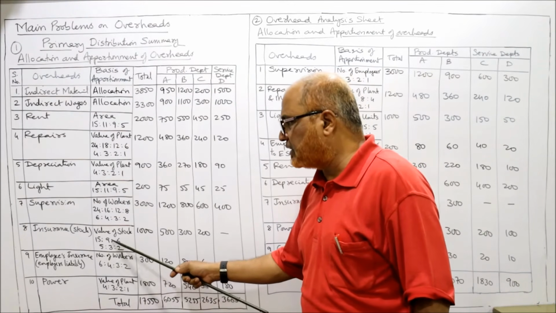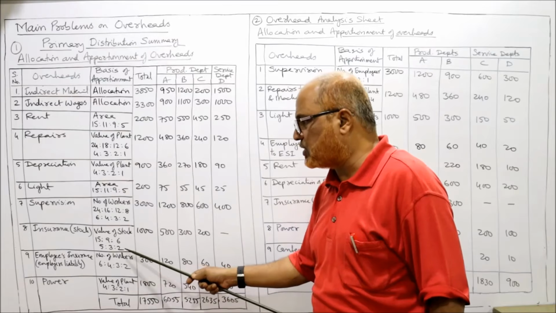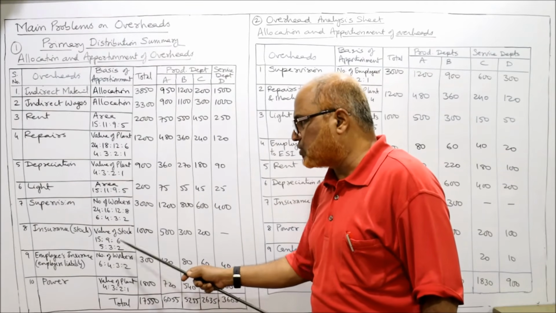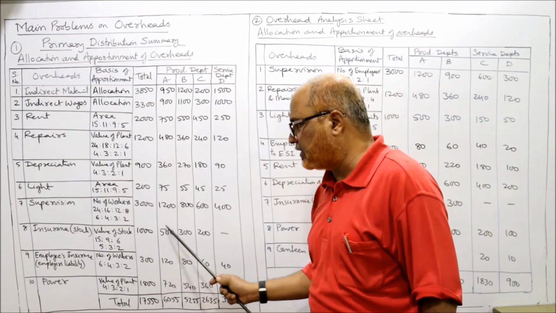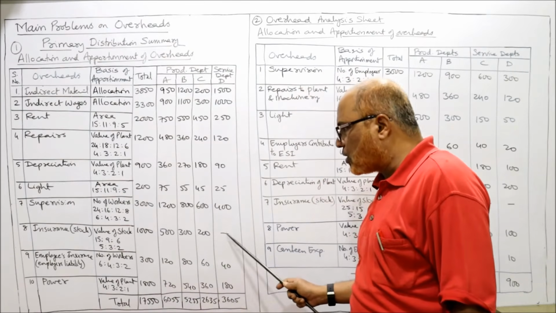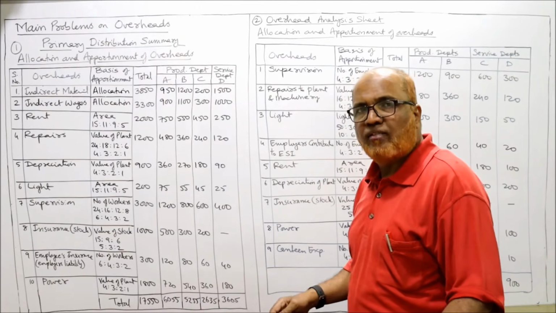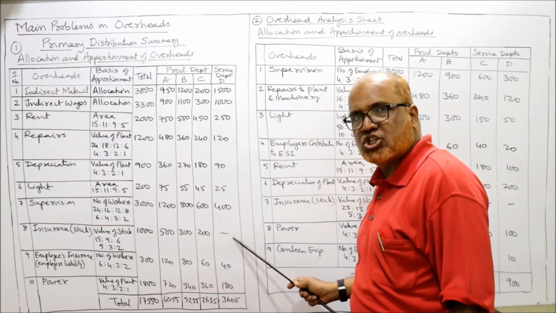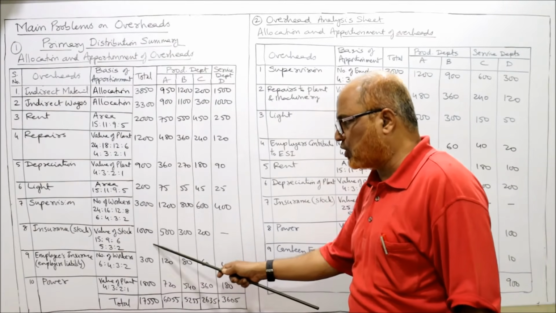3 5s are 15, 3 3s are 9, 3 2s are 6, so the ratio is 5 is to 3 is to 2. So 1000 into 5 by 10, 1000 into 3 by 10, 1000 into 2 by 10. There is no stock in D department, no value of stock in D department, so put a dash. Only in 3 departments we are distributing.